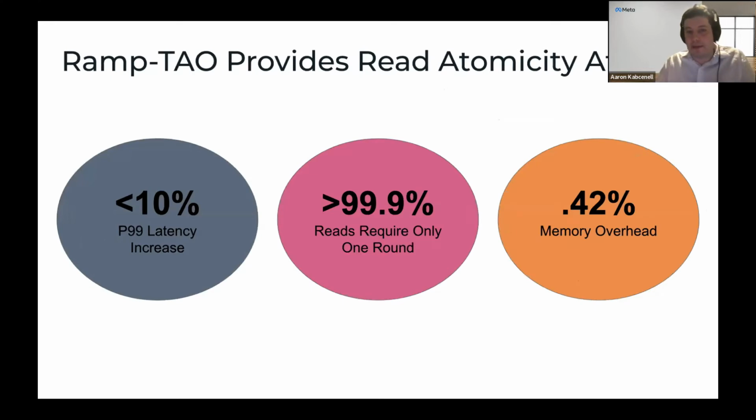So just, again, to provide some summary of this, Audrey was able to observe less than 10% P99 latency increase for the system. She found that 99.9% of reads only require one round, which really helps to prevent the large-scale regressions that we might have for other heavier consistency systems, and less than 0.5% memory overhead.